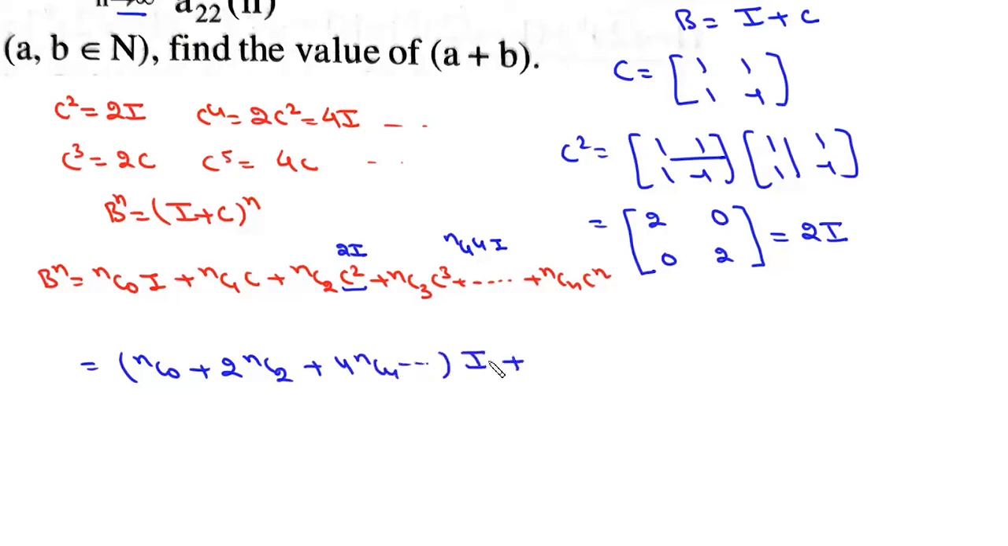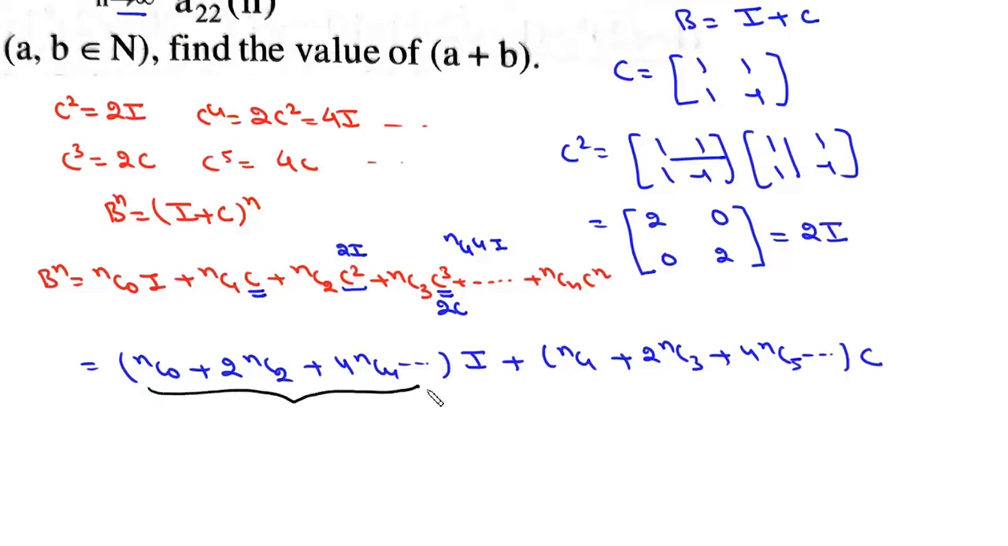So we can write this as nC0 plus 2 into nC2 plus 4 into nC4 into I, and then plus, now this is C. Now C cube is 2C, C to the power 5 is 4C. So we can write this as nC1 plus 2 into nC3 plus 4 into nC5, and it will be multiplied with C. Now we need to find the sum of these two series. So this is our first series and this is our second series. Now say this is P and this is Q.